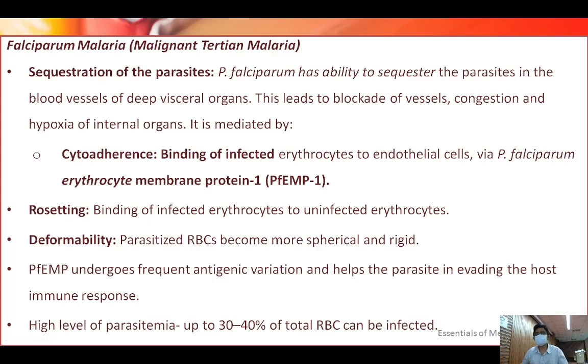Just like COVID, we are seeing it, no? New strain after new strain: alpha, beta, delta, gamma, so many, because it is undergoing mutation due to the pressure to survive in the human body. The antibodies are developing to clear it, so they try to survive, and then it undergoes mutation. So this Plasmodium falciparum erythrocyte membrane protein causes this frequent antigenic variation, which helps the parasite evade the host immune response.